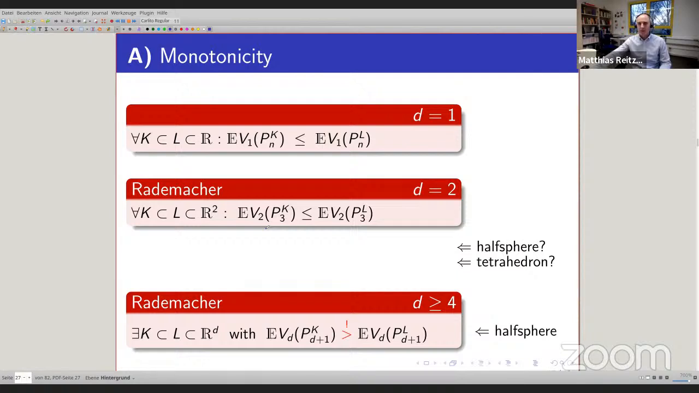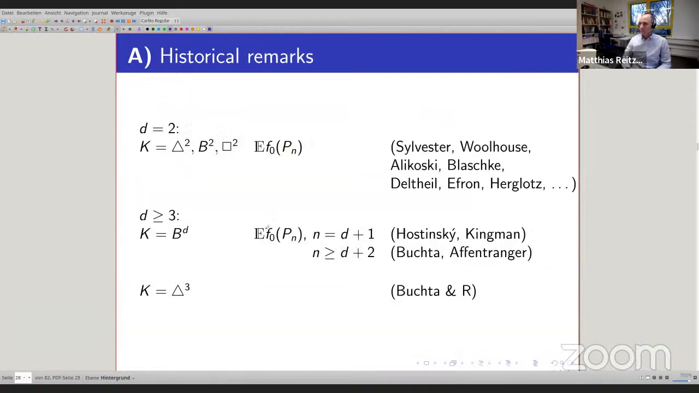And so let's have a look at the results which are available. In dimension 2, there are several explicit results available. In dimension 3 and higher, explicit results are much more rare. So in arbitrary dimension, we only know what's going on for the ball. There you can really compute things, but not for the half ball. This makes things very complicated. And this is where Louis Rademacher had to work to get some approximation for the half ball.